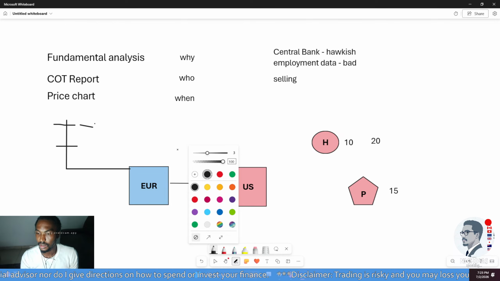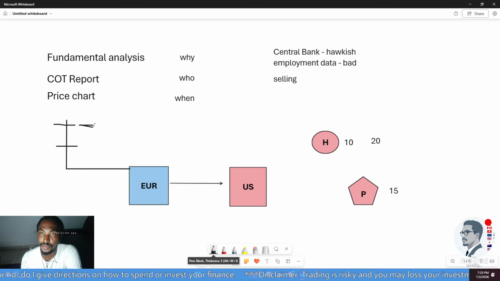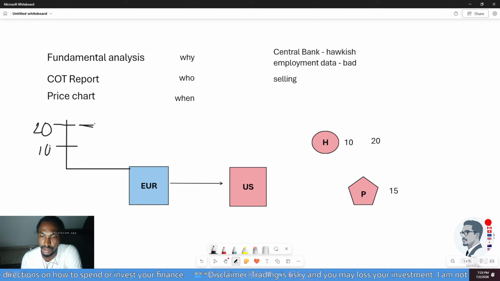Okay, so the price is gonna go straight line like this at first. And what happens next? Remember, this is 20, this is 10. Because people are pricing it at 15, it will start coming down like this until it gets to 15, right here. It will come to 15.